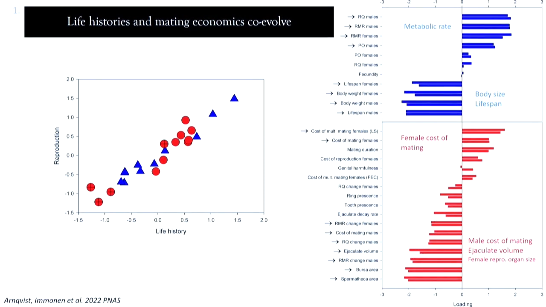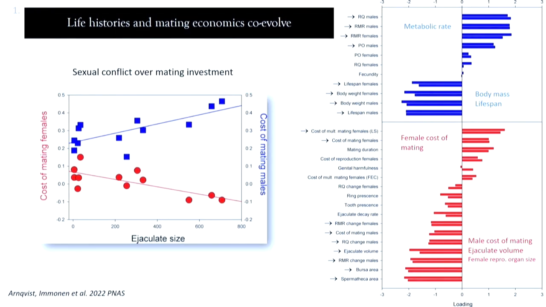But then we also see this coevolution with different mating traits, and what we've observed is that species that have a larger body size and longer lifespan, they have slow metabolic rate, and they show a higher mating cost of males and lower mating cost of females. And this is really interesting because it suggests that there actually is not really a resolution to sexual conflict when it comes to these mating interactions, so that as male cost of mating increases, female cost of mating decreases, and vice versa.